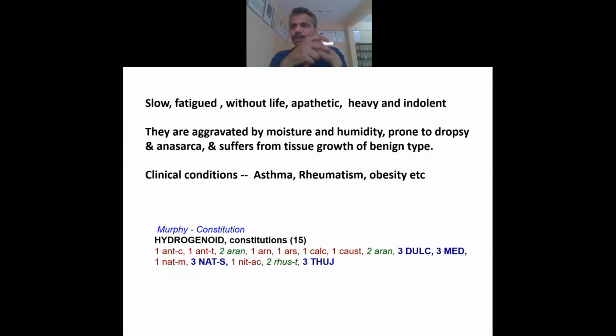Now, before I take up the next constitution, any questions or any clarification you want in Hydrogenoid Constitution? See, to sum up, we defined constitution, from which word constitution came up, what exactly it meant by the word constitution, okay? And different people had their own way of classifying constitution, but it was Dr. Grauvogl, a German homeopath, who classified it into hydrogenoid, oxygenoid, and carbonitrogenoid constitution.